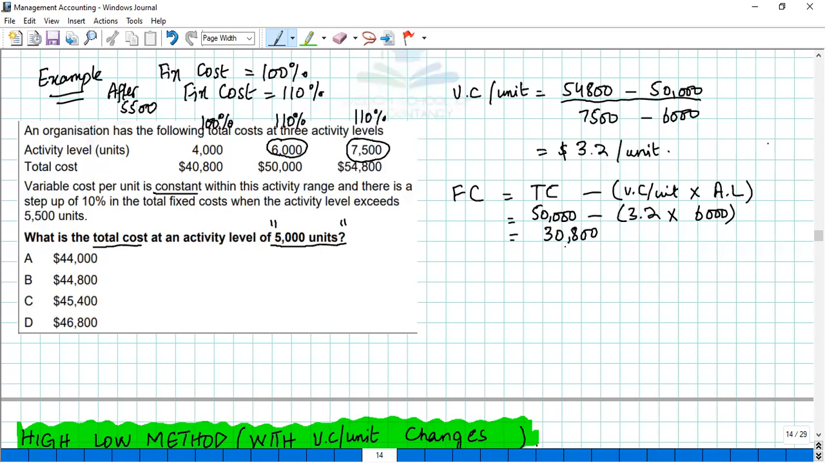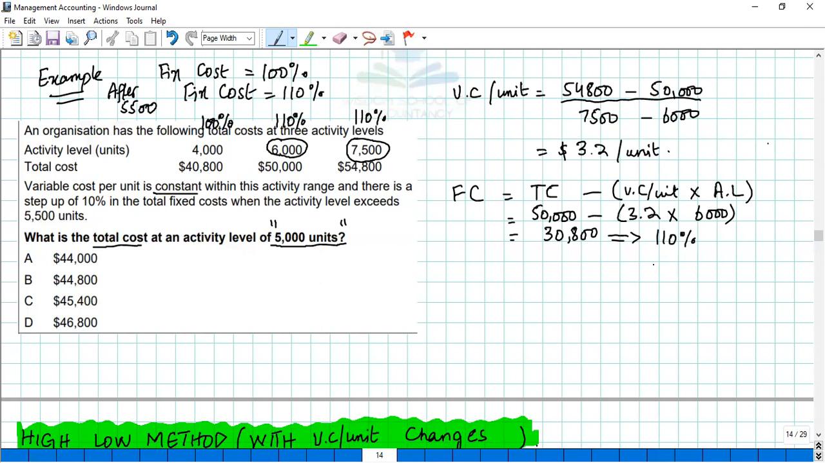Now you have to remember that you have taken the data in which the fixed cost was equal to 110%, or in other words, in which the step up element was included, right? So it means that this fixed cost is reflecting the 110%. It has the step up element included in it. You have to remember that.